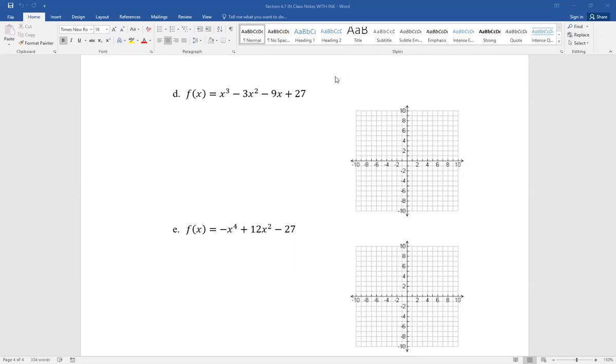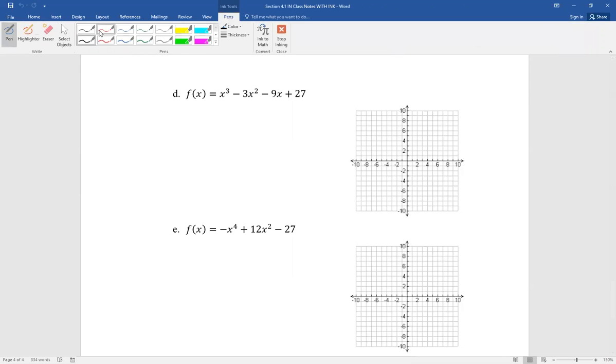All right, this is section 4.1, the last three examples that we still had left to go over. So let's start with part D. And we're going to be looking at, first of all, how do we determine the end behavior? Then we're going to look at the behavior at the individual zeros, and then finally graph.